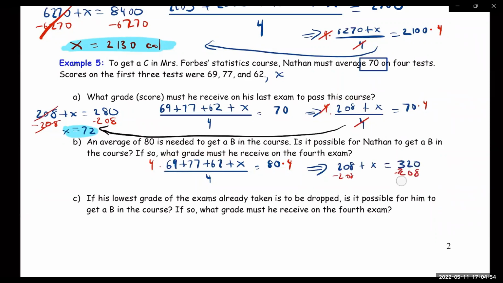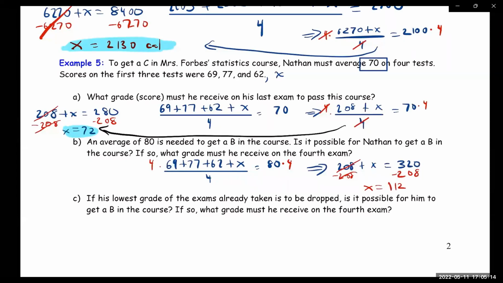208. X is going to equal 112. So this time it's not possible to get 112 on the test, because the maximum is 100% unless there's extra credit.